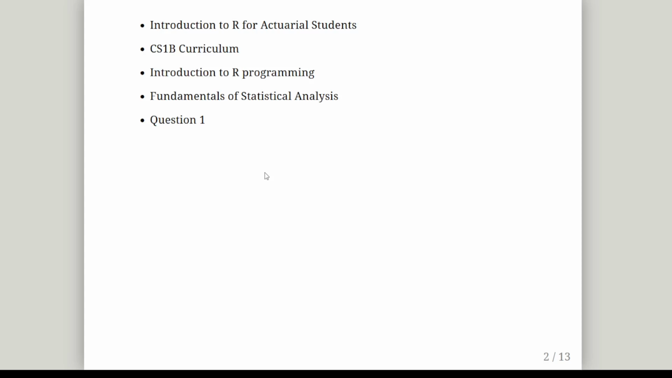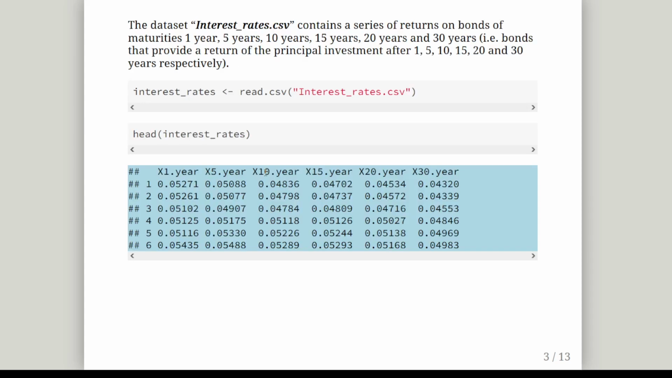This is an early question in the paper, so it should be one of the straightforward enough questions, question 1 or question 2. Actually, I think this is question 2. The dataset interest rates contains a series of returns on bonds of maturities 1 year, 5 years, 10 years, 15 years, 20 years and 30 years, i.e. bonds that provide a return on the principal investment after 1, 5, 10, 15, 20 and 30 years respectively.